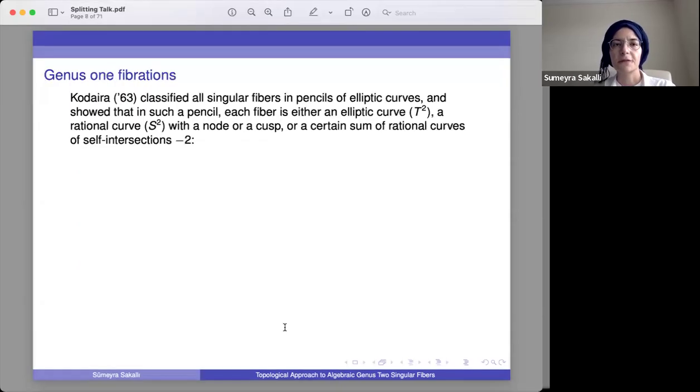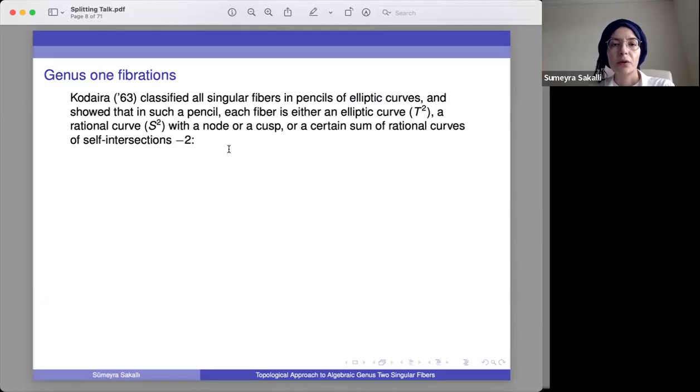I will start with genus 1 fibrations. So there are well-known papers by Kodaira, and Kodaira classified all singular fibers in pencils of elliptic curves. Elliptic curves again means that these are just tori, 2-torus. And he showed that in such a pencil, in a collection of such elliptic curves passing through certain base points, each fiber is either an elliptic curve, a torus, or a rational curve, which is a two-sphere. So we have complex structures here. That is why we work with curves.